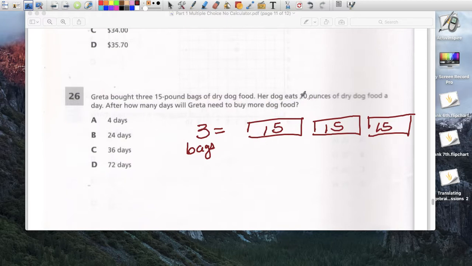And her dog eats 10 ounces of dry food every day. After how many days will Greta need to buy more dog food? Well, for this 15 pounds, 15 pounds, 45, 15 pounds. So that's a total of 45 pounds of dog food.